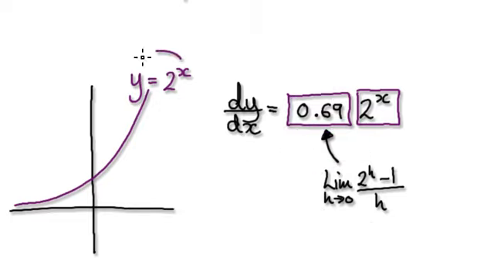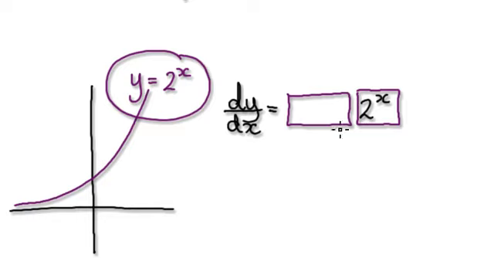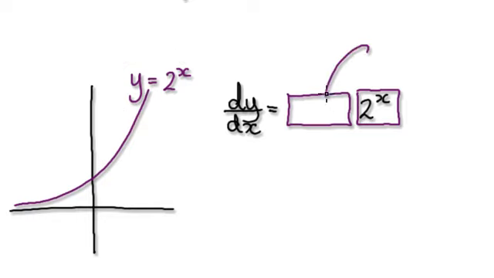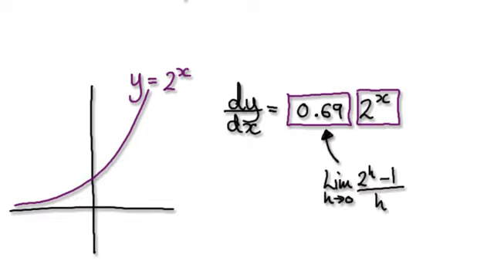Anyway, when you start out with y equals 2 to the power of x, differentiate it, it will give you some sort of constant. Well, this constant here is the gradient at x equals 0, and it turns out that this block here is roughly 0.69 times 2 to the power of x.